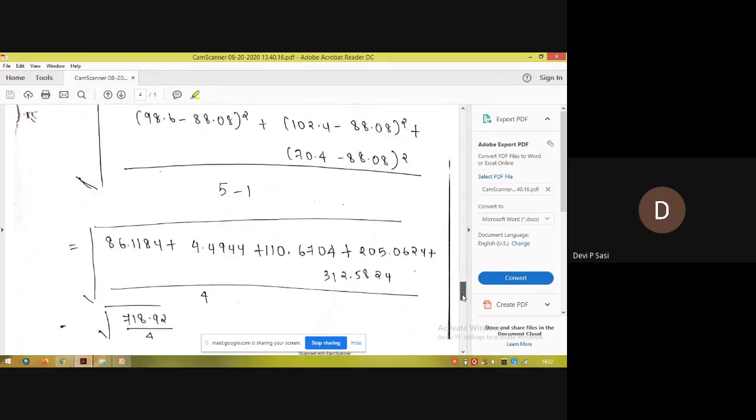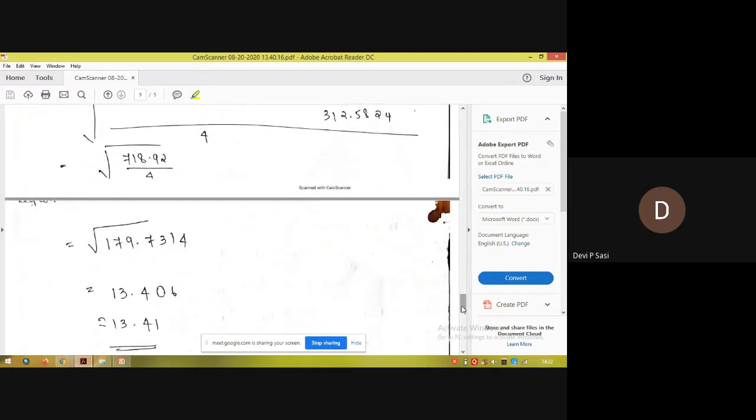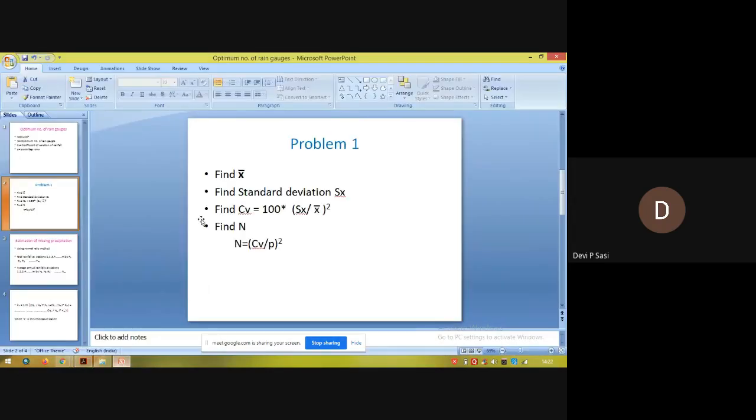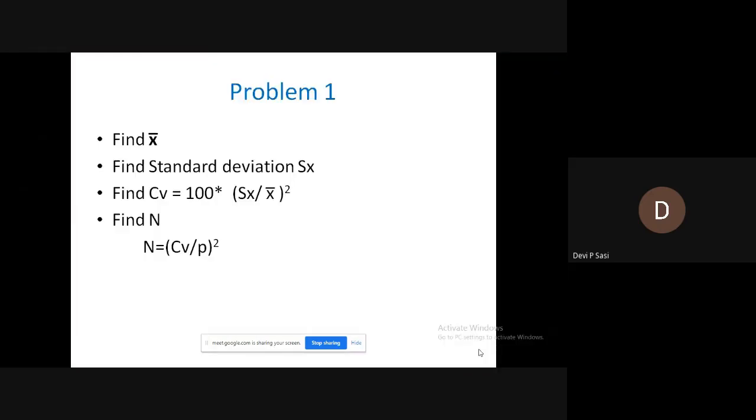Okay, so Sx will be obtained as 13.41. Okay, that is our step. What we have written here is to find the standard deviation Sx. So the first step is to find x bar. X bar means sigma x by n. Next is Sx, the square root of sigma (x minus x bar) the whole square by (n minus 1).